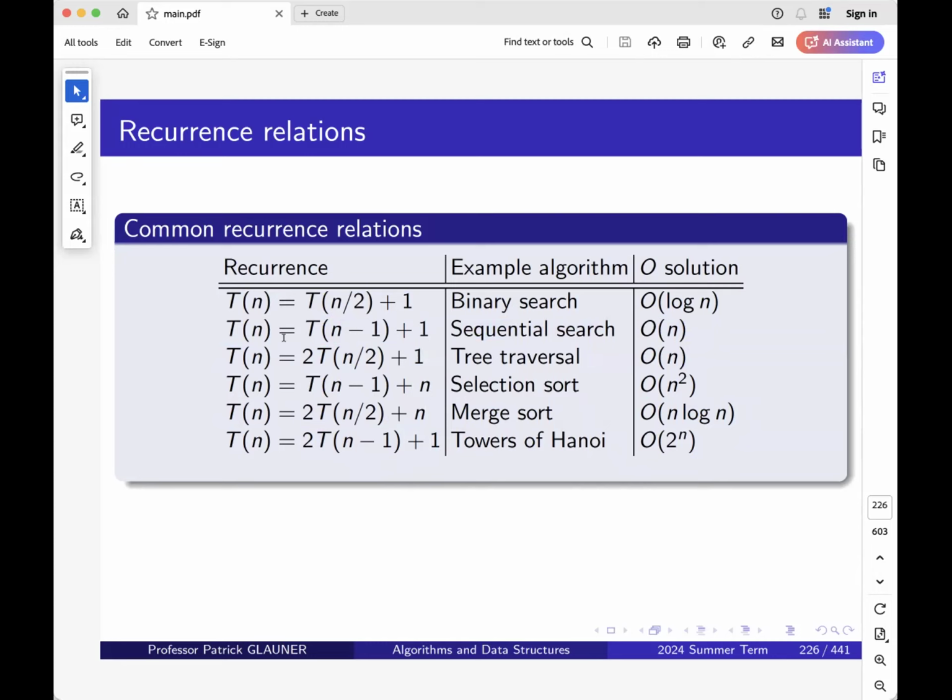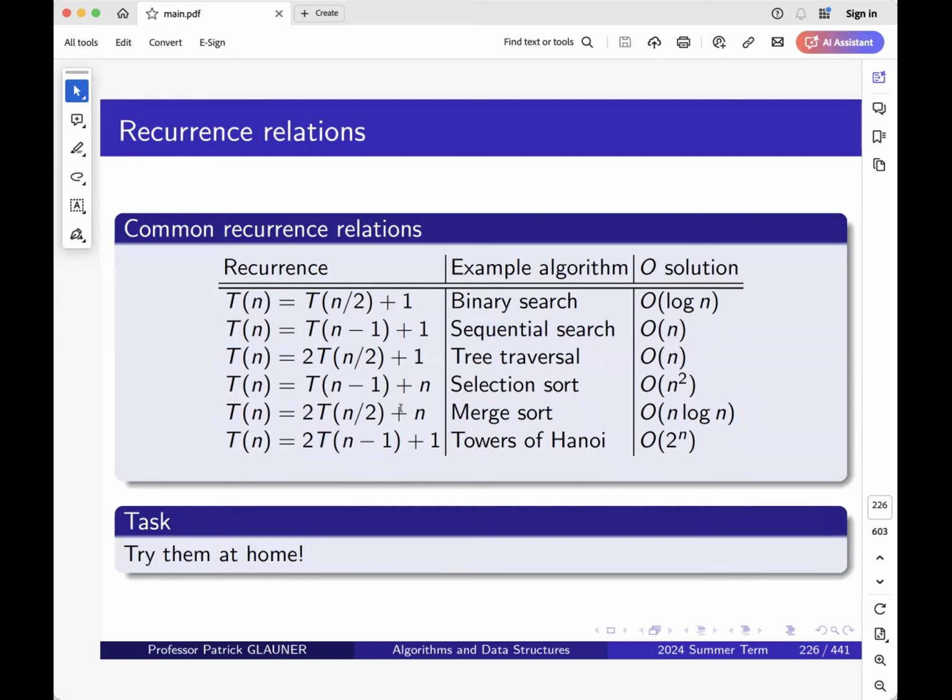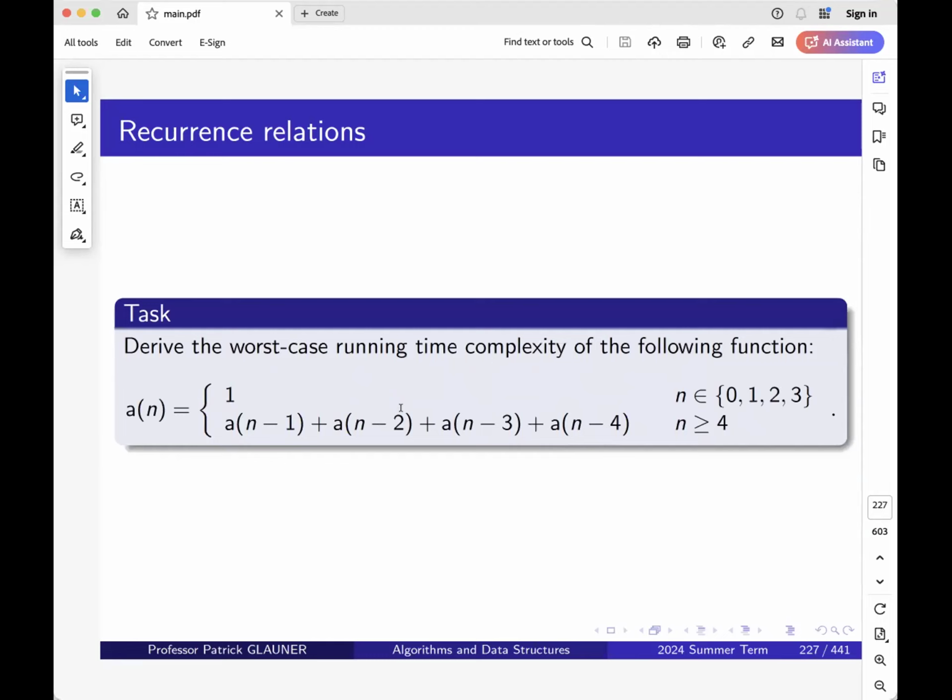And your task is, for the ones you have not done yet, also try them at home. And always assume t of 1 is 1 for those, and try them at home. It will give you more practice. If you look into past exams, recurrence relations often play quite some importance in the exams. So if you know recurrence relations very well, and if there are recurrence relations this year in the exam, then probably you're quite good in solving them. There is a more complex recurrence relation that I have here.